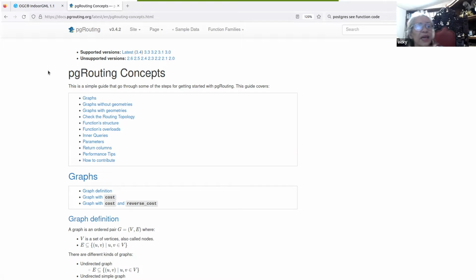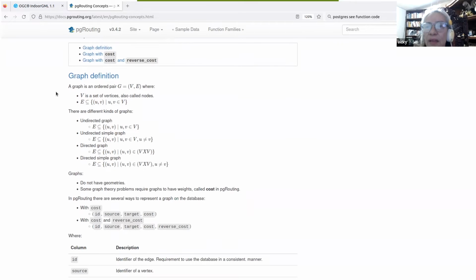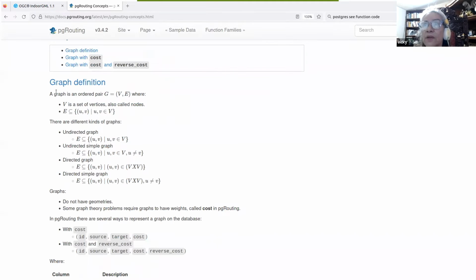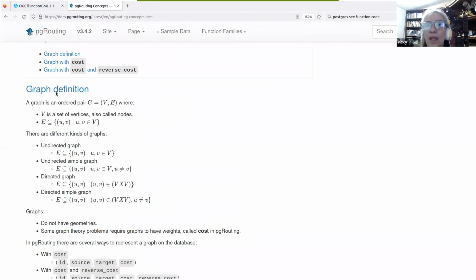Basically, my idea is to have some clear idea that PG routing doesn't need geometries. It's all about graphs. Let me increase the font size. So, what is a graph?